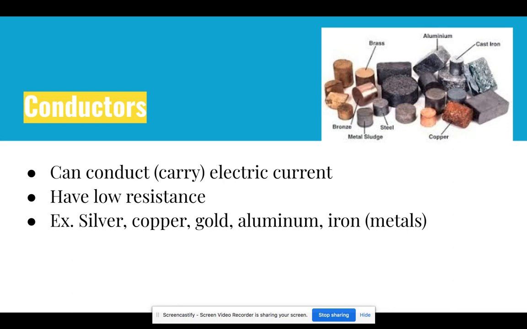So when electricity travels through, the materials can flow easily. When you think about a metal, they have electrons that can kind of bounce from one atom to the other, which allows the current to be carried. So examples: silver, copper, gold, aluminum, iron. These are all examples of good conductors.